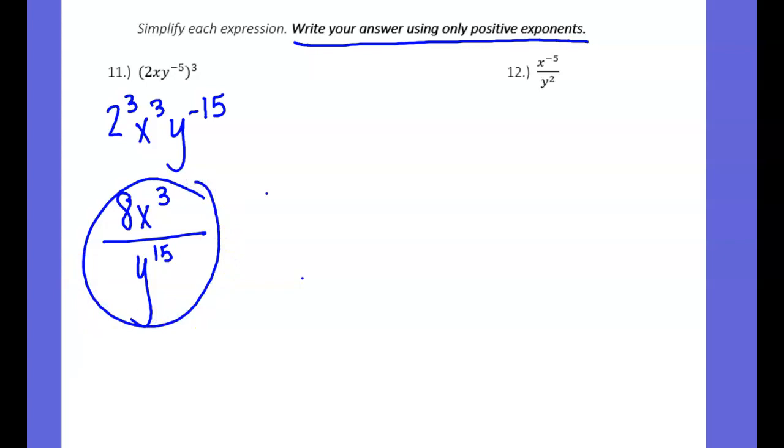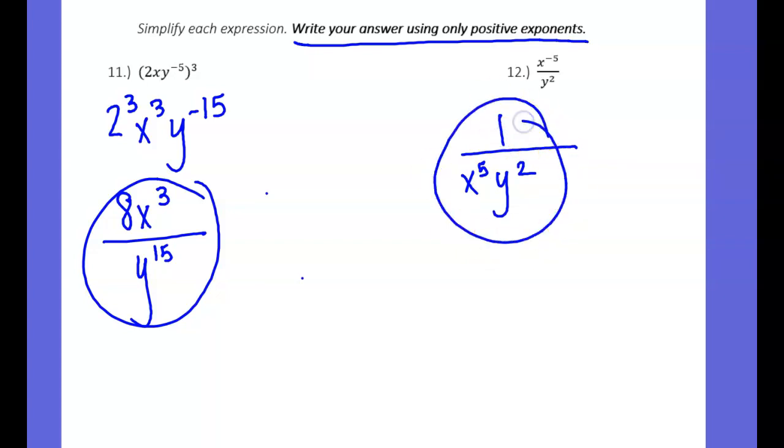Okay. All right, looking at the next one, x is to the negative 5, so I'm going to start out. On the bottom, I've got y squared. I'm just going to move my x to the fifth down to the bottom, and since there's nothing left up top, I'm just going to put a 1. So it's 1 over x to the fifth y squared. Again, I like my variables in alphabetical order.